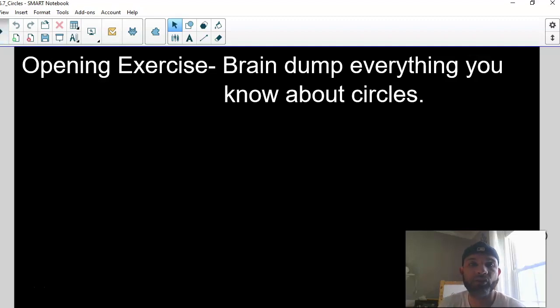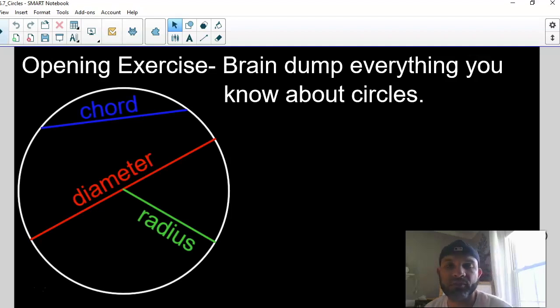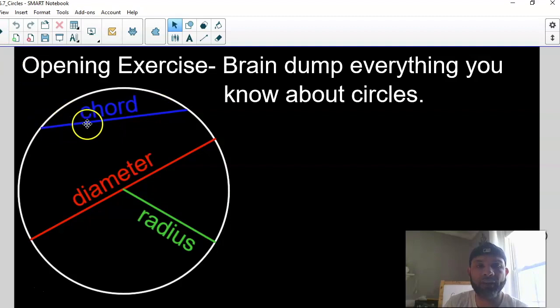All right, so assuming you've hit play and you wrote some things down. If you remember yesterday, we talked about a chord: a line that touches 2 points of a circle. A diameter is a line that also touches 2 points of a circle, but it goes through the center. And the radius touches 1 point of the circle, and it starts at the center.